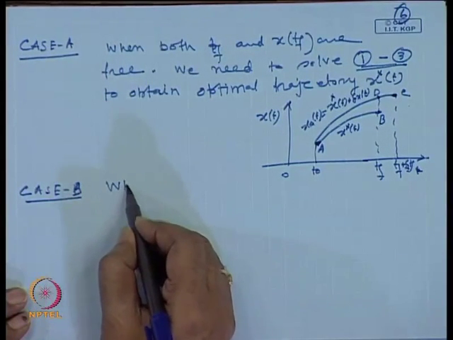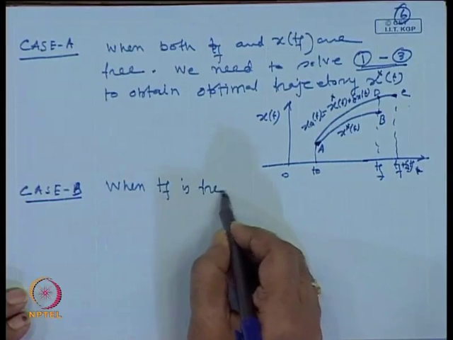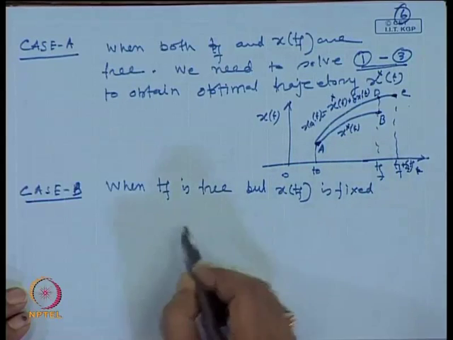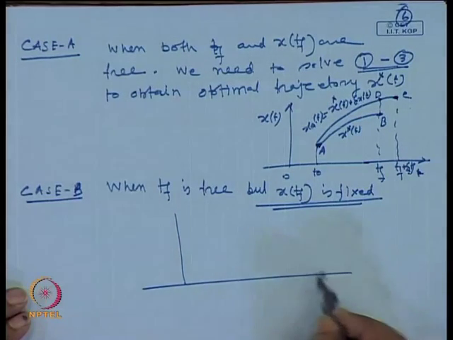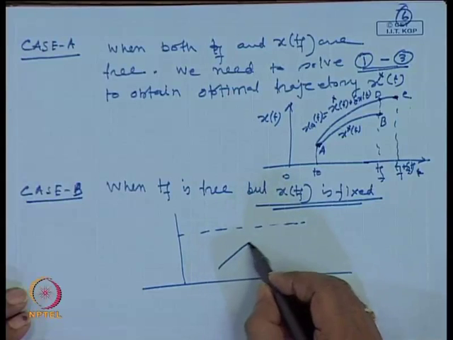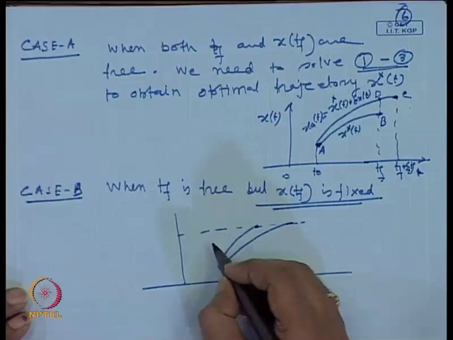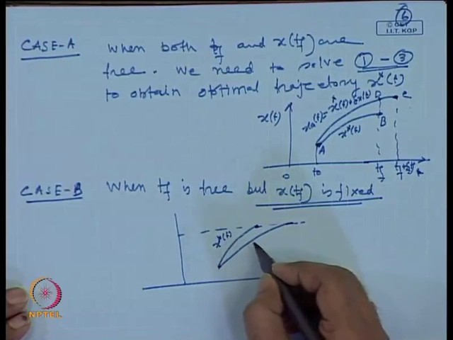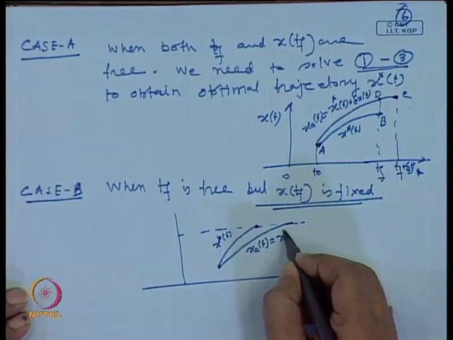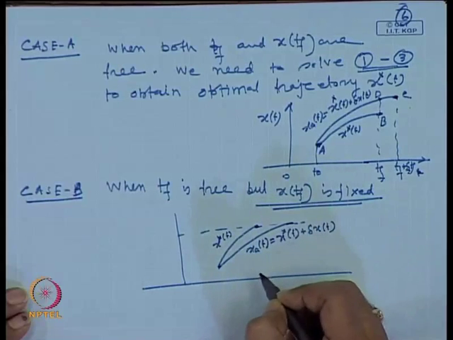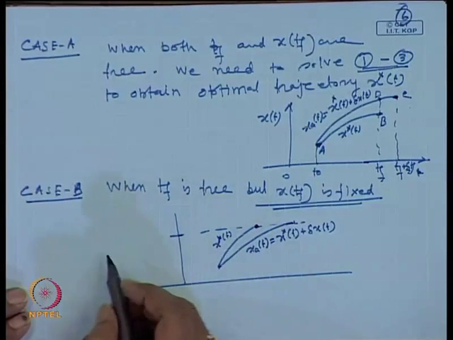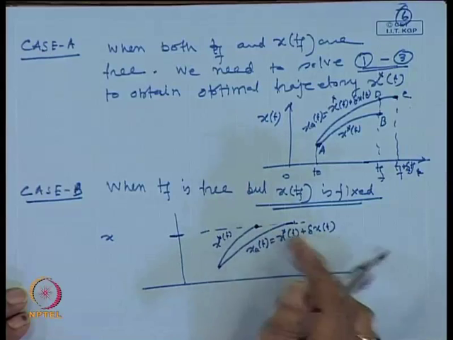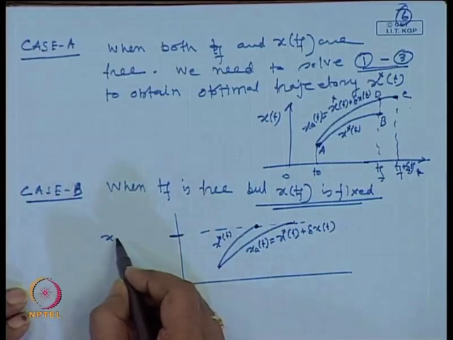When t f is free but x of t f is fixed, the curve looks like this. Suppose you consider x star of t. Very close to this optimal trajectory, there is another trajectory x of t equal to x star of t plus delta x of t. You see x of t f, this is x of t f. This is fixed, that means x of t f is fixed.